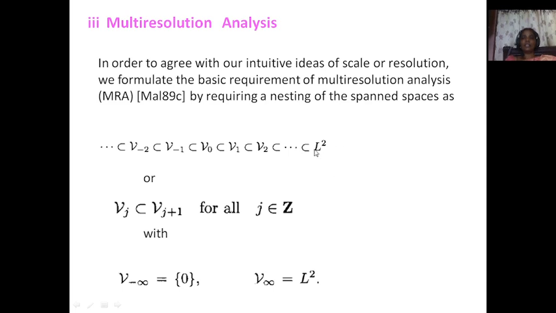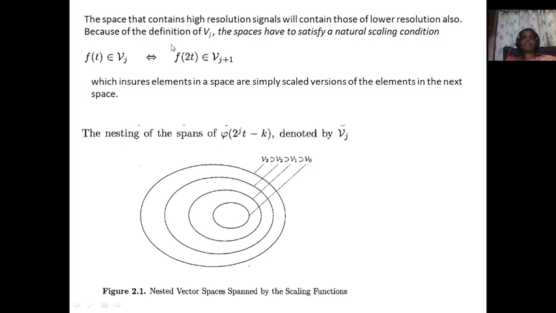At the end, in this L square, all the functions are going to be embedded into this space, so that V infinity equals L square, where we started at minus infinity. So up to that, how many subsets are there? V minus infinity equals the 0 set. The space that contains high resolution signals will contain those of lower resolution also.